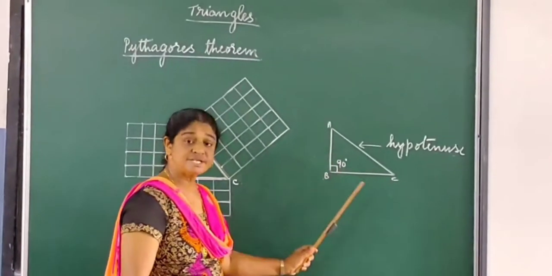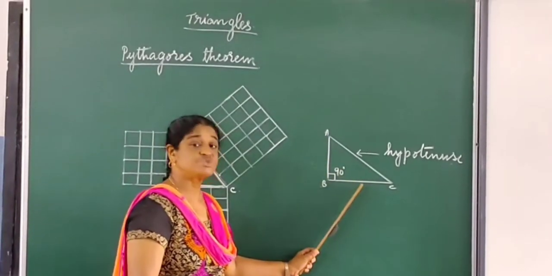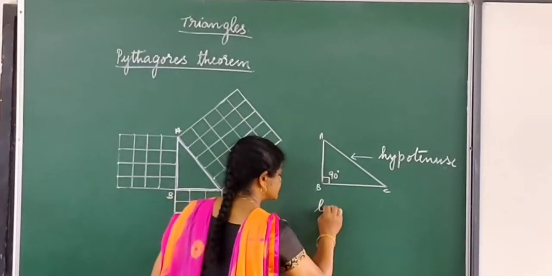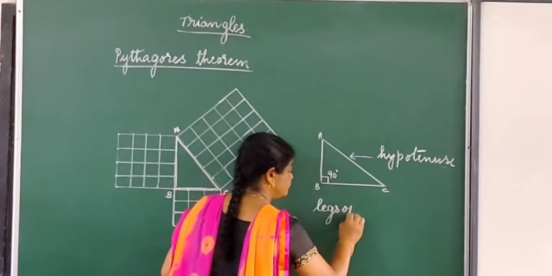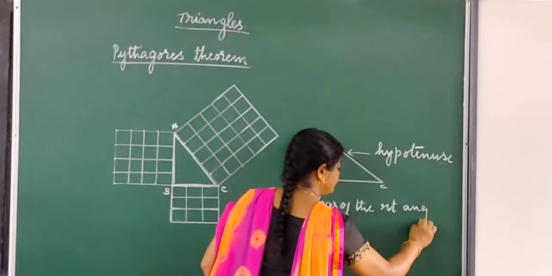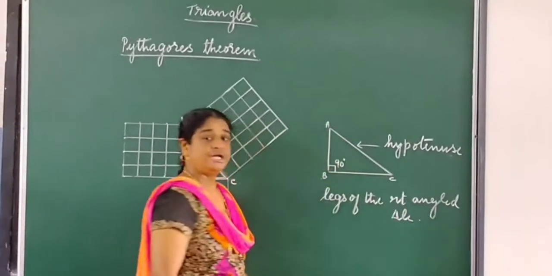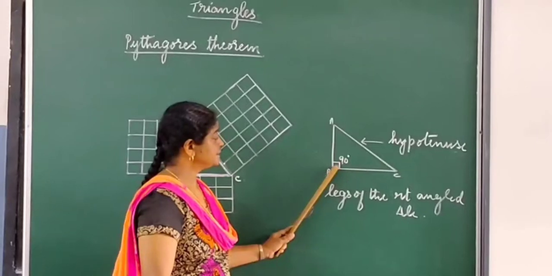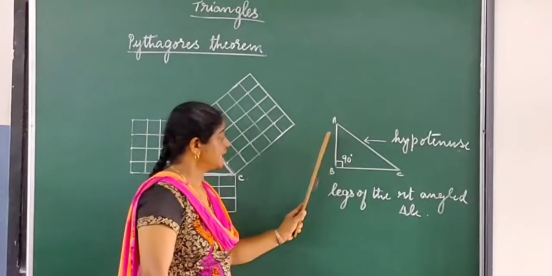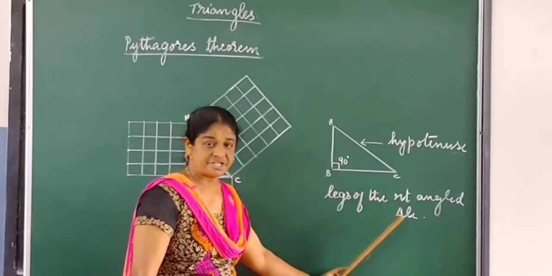Now look at the other two sides, that is AB and BC. These two sides which contain the right angle are called the legs of the right angle triangle. So in a right angle triangle, the side opposite the right angle is called the hypotenuse, and the other two sides are called the legs of the right angle triangle.